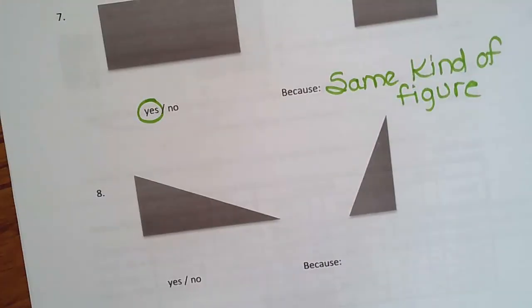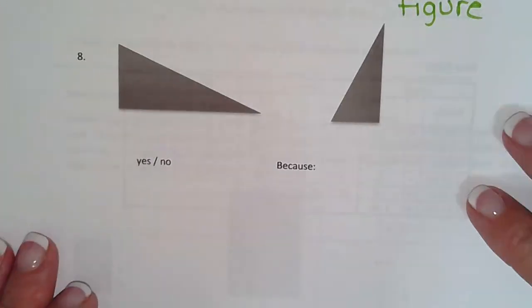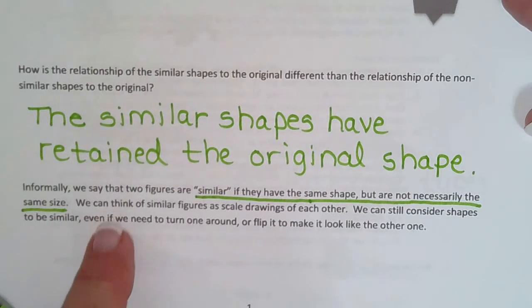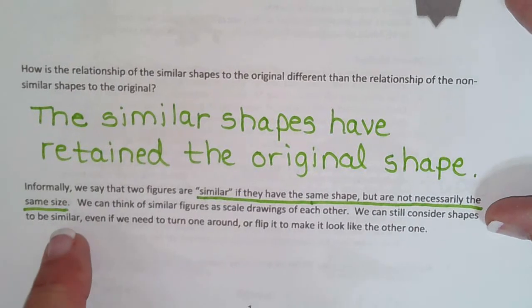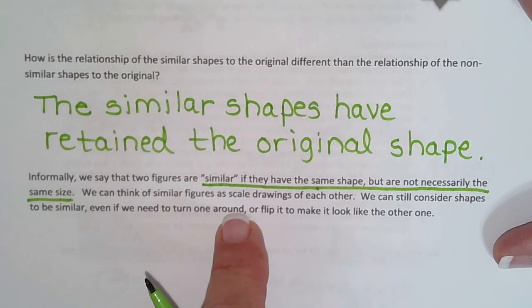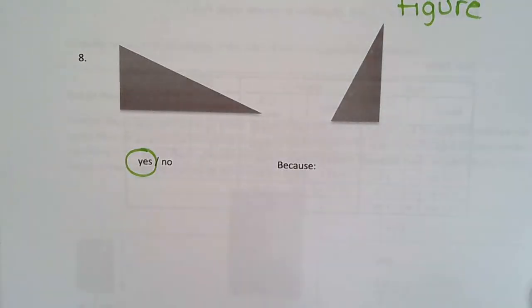This one's just turned around from it. So there's that one. There's that one. So yes. And it's okay if they can be turned around. That's what it said on page 1. It says, we can still consider shapes to be similar even if we need to turn one around or flip it. So absolutely. Yeah, we don't need to write that.